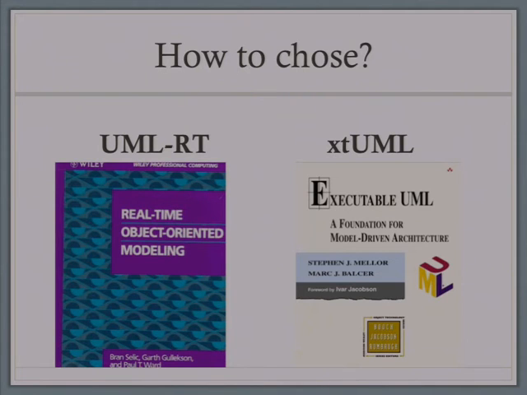UML-RT and xtUML have books written about them. You wouldn't have to read the whole book, but if you read the first 3 chapters of both of these books, it would take a couple of hours with each book, and you'd have a good picture of what the strengths and weaknesses of each of the methodologies is.